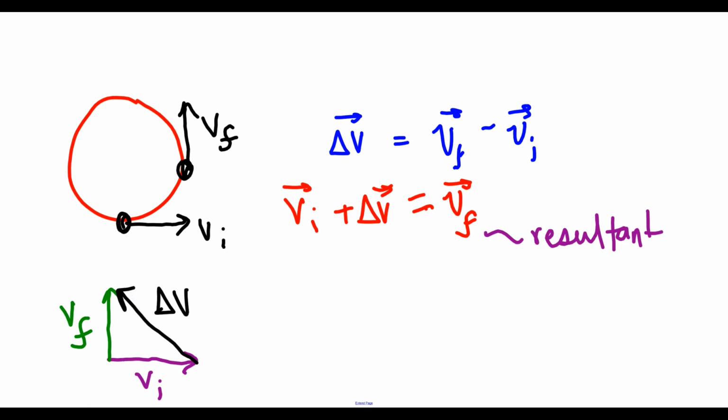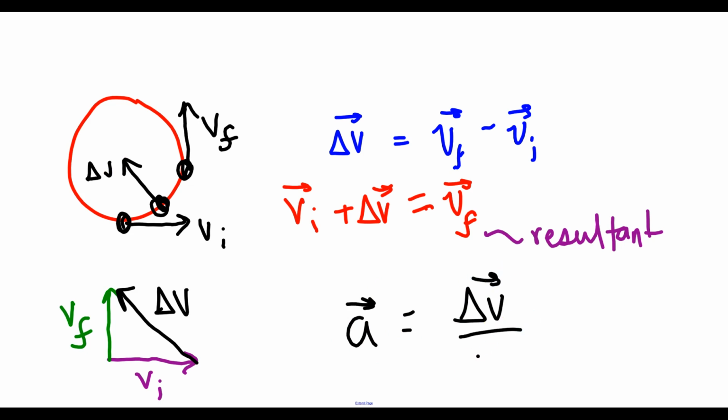So let's draw that delta V in to our picture. Here's the start point, here's the end point. On average, we're right here, and look at what delta V does. It points toward the center of the circle. And acceleration, we know, is delta V over time. So if delta V points toward the center, so does acceleration.